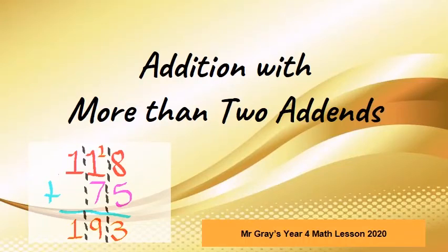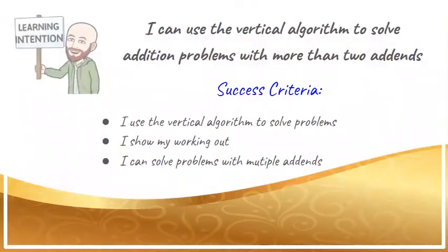G'day guys, today we're going to be looking at how to do addition with more than two addends. So our learning intention is that I can use the vertical algorithm to solve addition problems with more than two addends. I'll know I've been successful if I can use the vertical algorithm to solve problems, I show all of my working out to help me keep track, and I can solve problems with multiple addends.